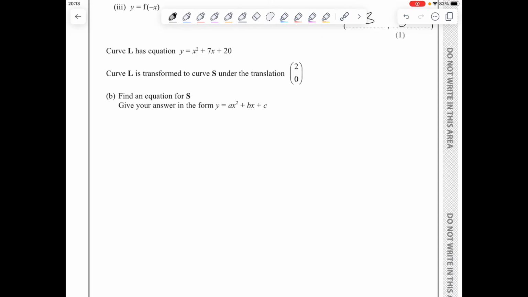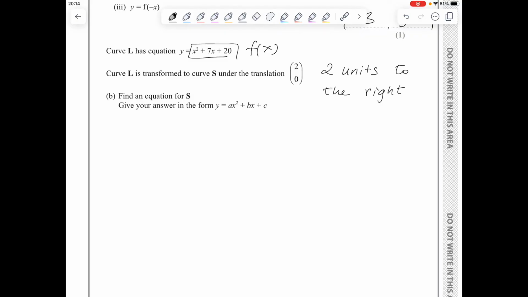Now for part B, I have a different curve, a quadratic one. I'm given the equation. Let's assume that this is equal to f of x and is being transformed under the translation (2, 0). This is 2 units to the right.